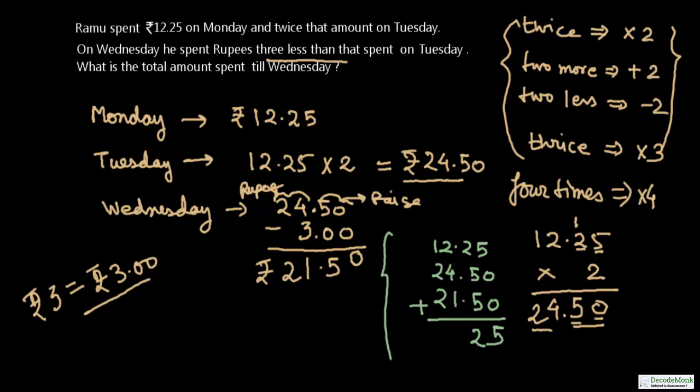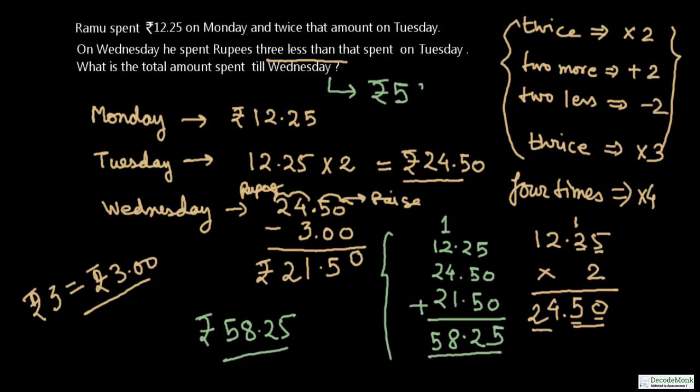5, 2, carry 1, 1 plus 2, 3, 3 plus 4, 7, 7 plus 1, 8, 1 plus 2, 3, 3 plus 2, 5. So the total amount spent till Wednesday is equal to rupees 58.25. So the answer to this question is rupees 58.25.